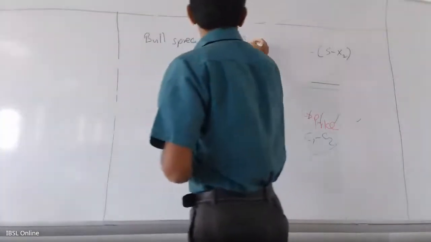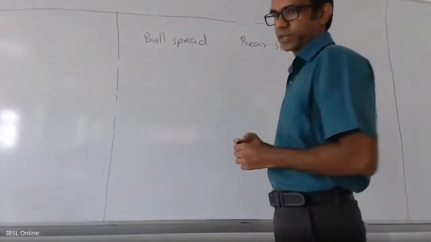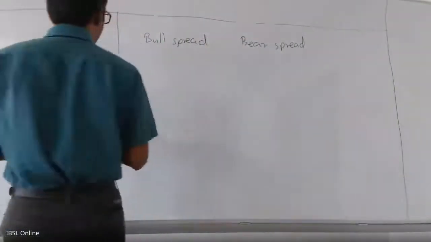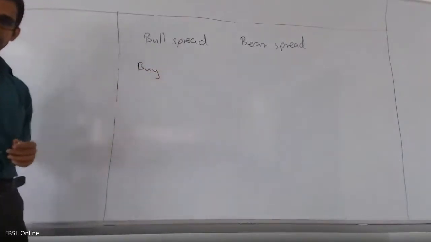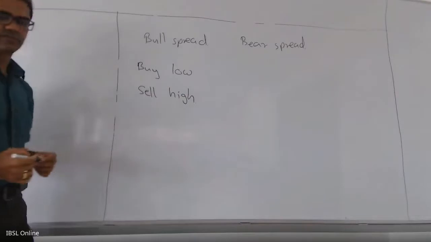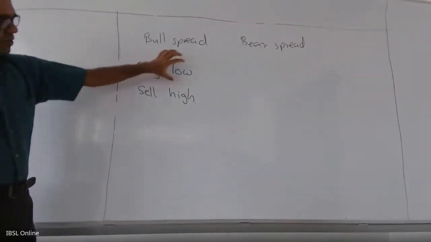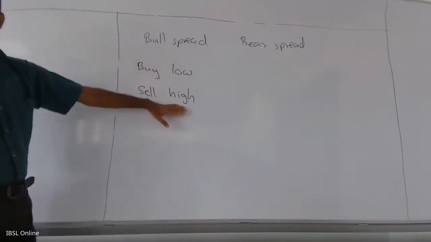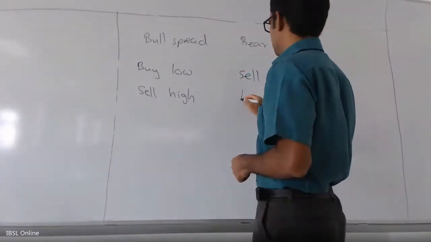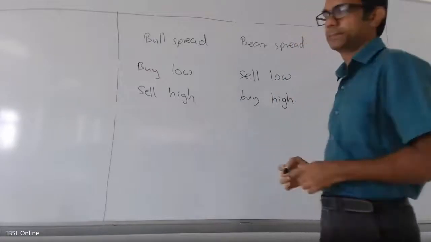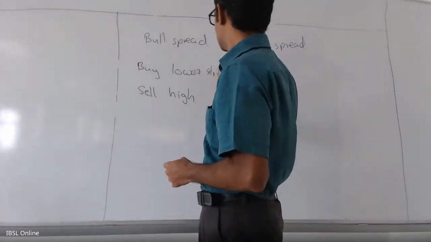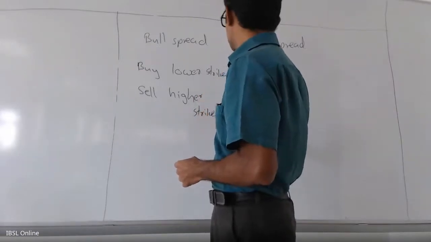In bull spread and bear spread, what you do, you buy the option with a lower strike. So buy low, sell high. What does it mean? You buy an option with a lower strike and sell an option with a higher strike. But in a bear spread, you do the opposite. You sell low and buy high. So if you want to make it much clearer, lower strike, higher strike.